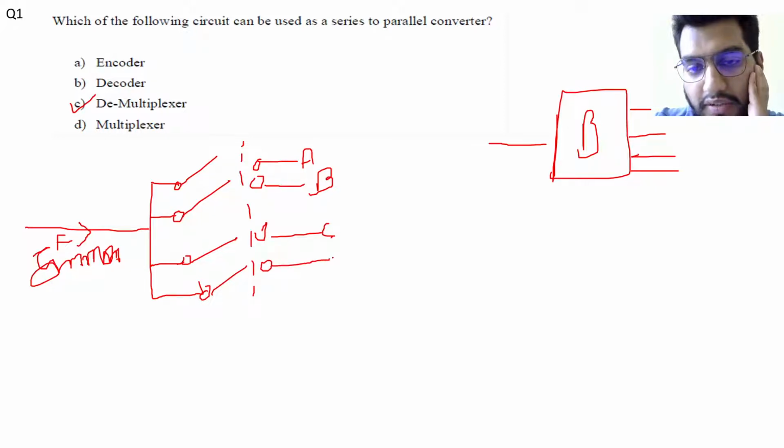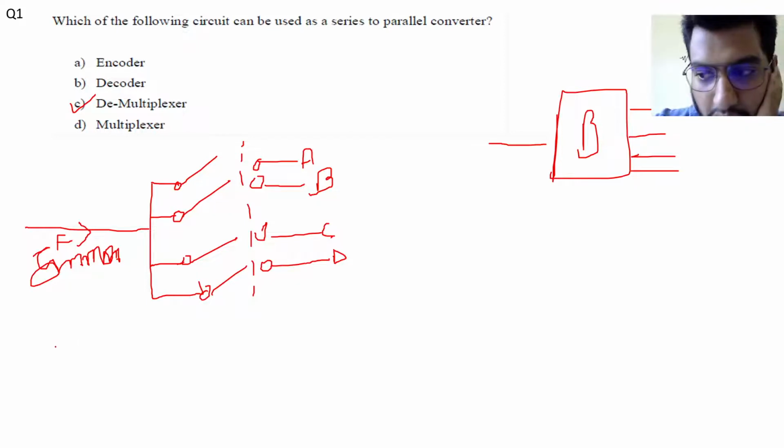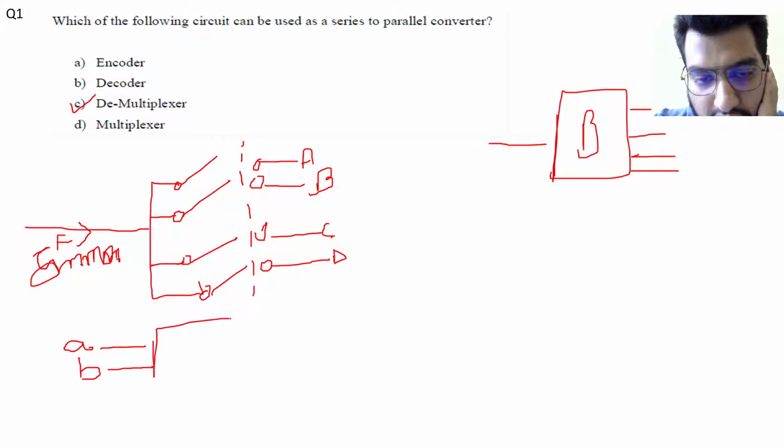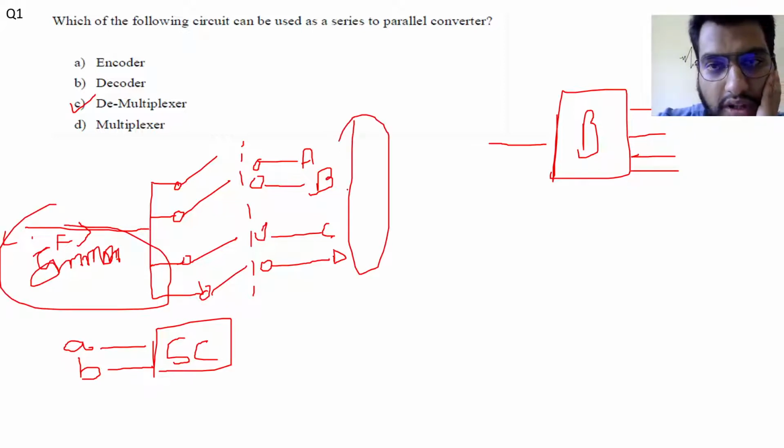So you can just say this is a 1 cross 4 demux, and here the output will be selected based upon the switch control. The switch control circuit is nothing but the select lines that you saw earlier in the previous problem. So this is the switch control circuit. We have this input serial data and we have this parallel output data. So a demultiplexer can be used as a serial to parallel converter. So for this question, the correct answer is option C.